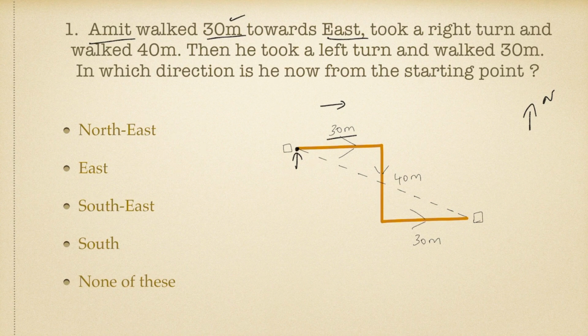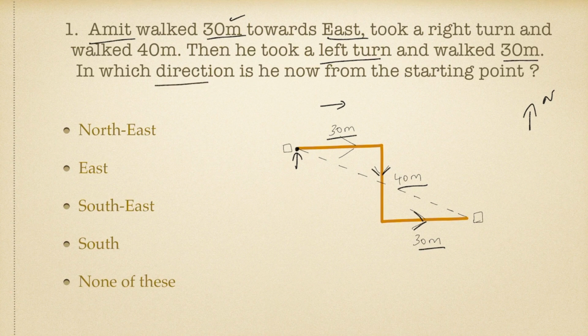Then he took a right turn. So right turn from here is this direction. So he has walked 40 meters towards right. And then he took a left turn and walked 30 meters again. If he's coming in this direction, his left will be here. So he has walked 30 meters again.